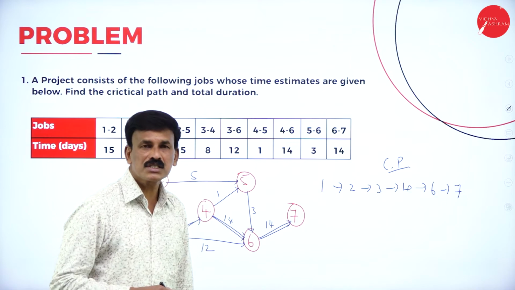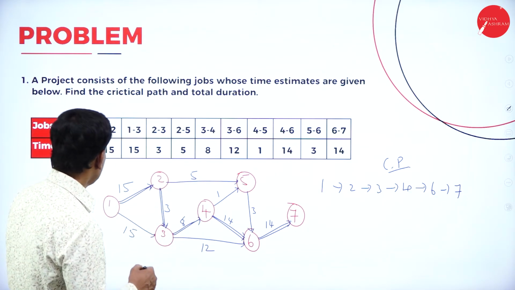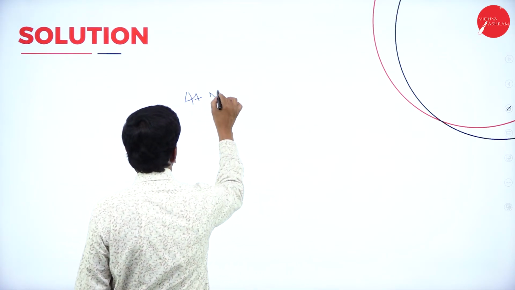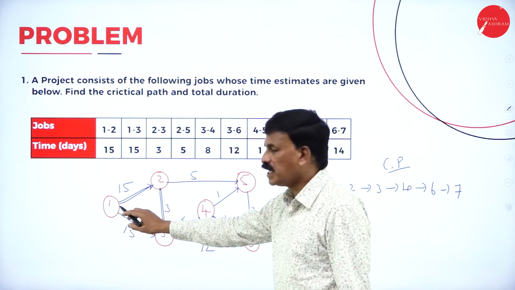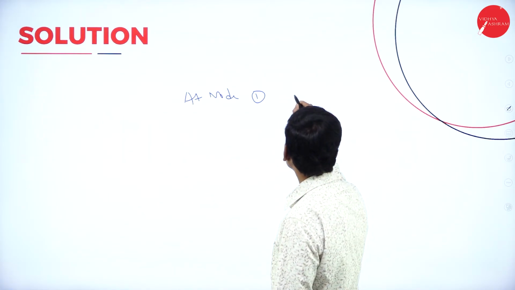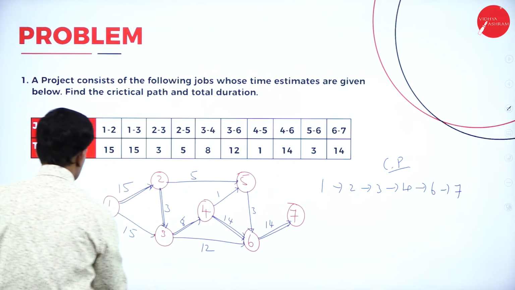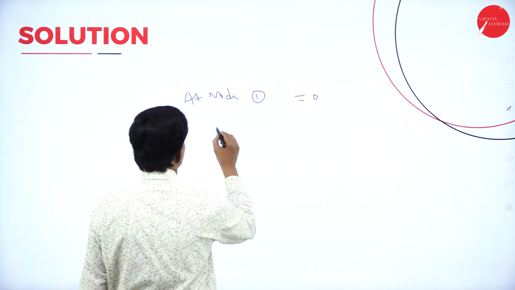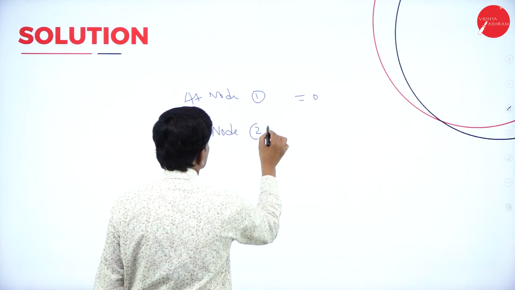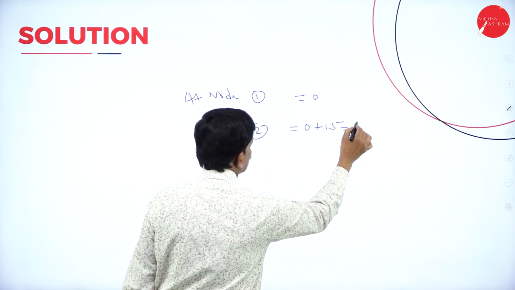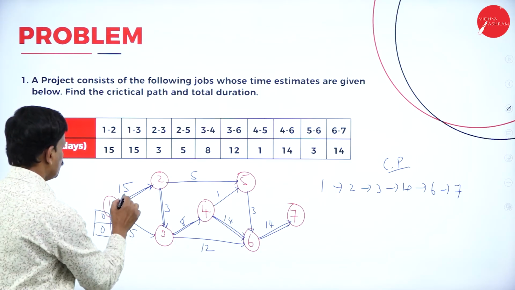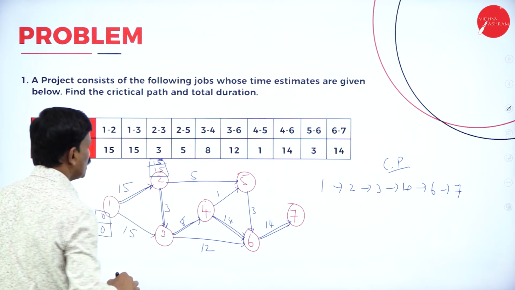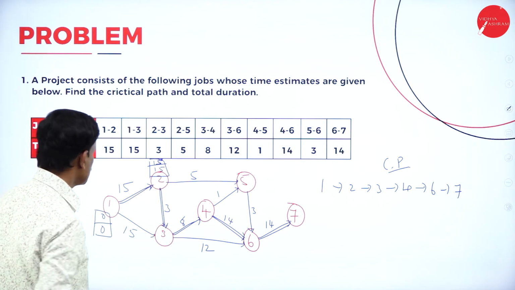Now let us write the earliest starting and finishing time for this. At node 1, initially, it is 0. At node 2, we will have 0 plus 15, which is equal to 15. Next at node 3, 15 plus 3.